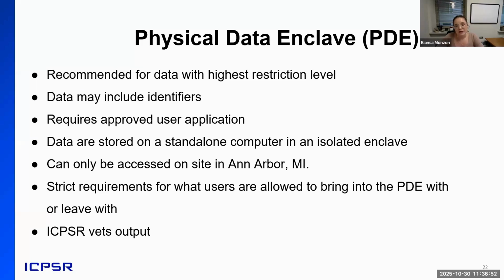Our physical data enclave is our most secure system, but it greatly limits data accessibility as users must visit our Ann Arbor site to access the data. The system is recommended for data of the highest restriction level, and limited PDE studies may even contain identifiers determined necessary for analysis. The data are stored on a standalone computer in an isolated room in the ICPSR Perry basement, and users are limited to what they can bring into the PDE and what they may leave with outside of the PDE. Output for the PDE, like the VDE, is also vetted by ICPSR.